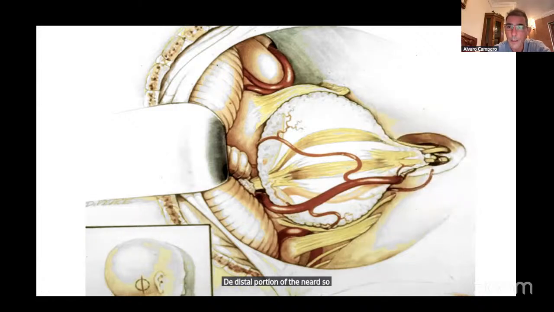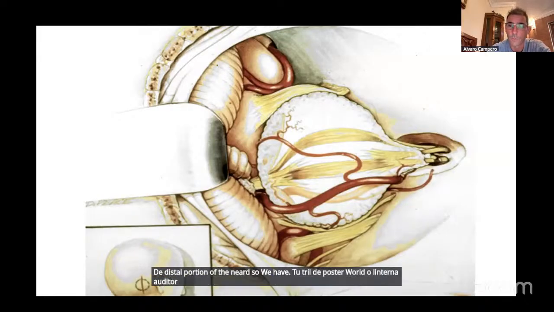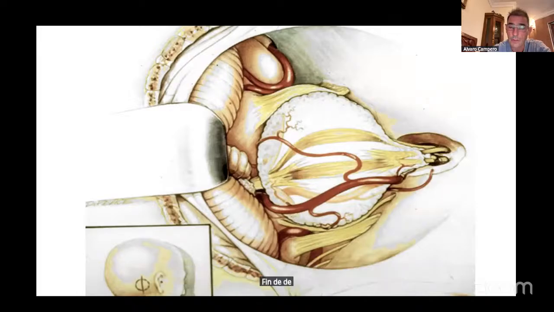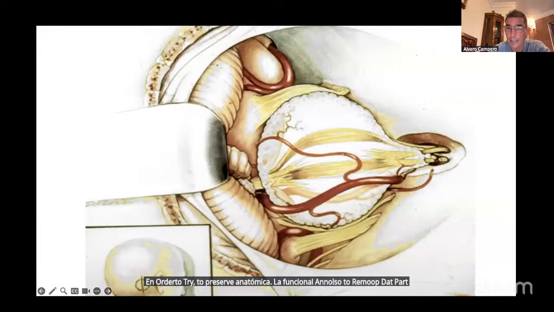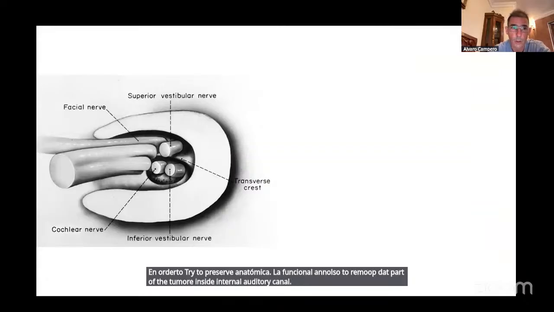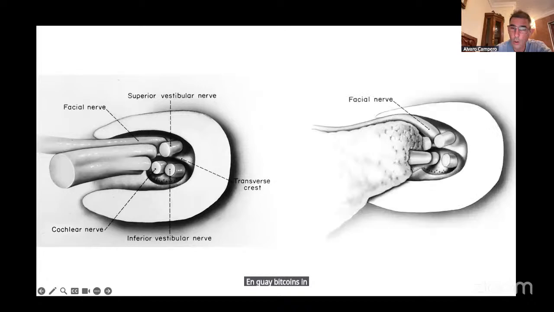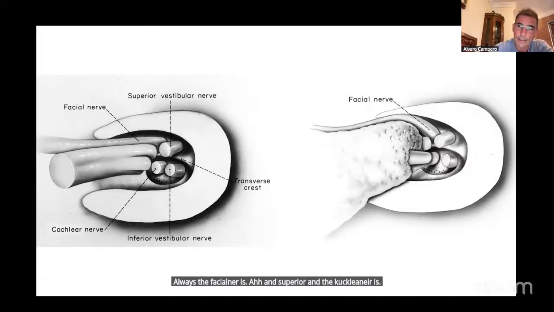So we have to drill the posterior wall of the internal auditory canal in order to find the nerves, especially the facial in a big tumor, and in a small tumor also the cochlear nerve, in order to try to preserve them anatomically and functionally, and also to remove that part of the tumor inside the internal auditory canal. And why? Because in a normal situation or in a pathological situation, the facial nerve is always anterior and superior, and the cochlear nerve is anterior and inferior.